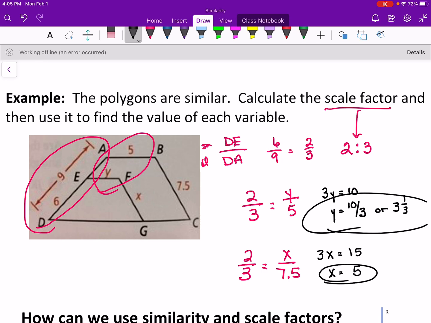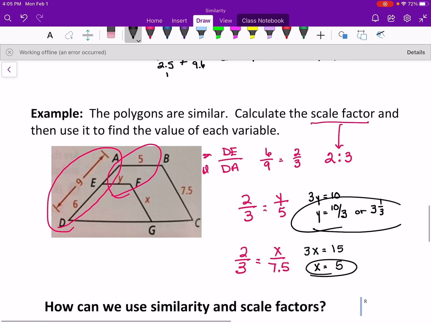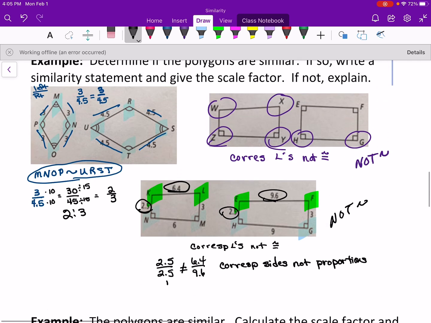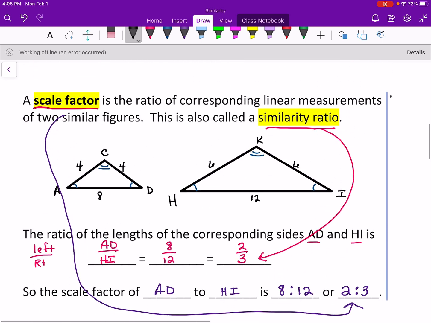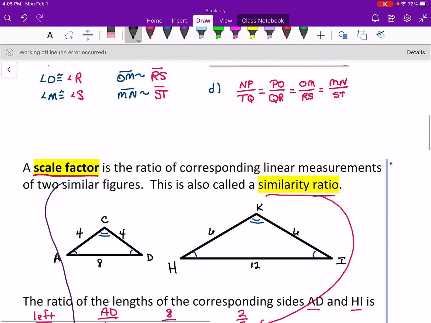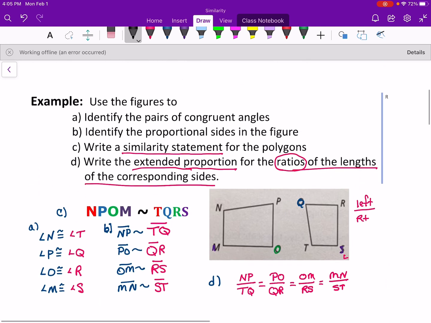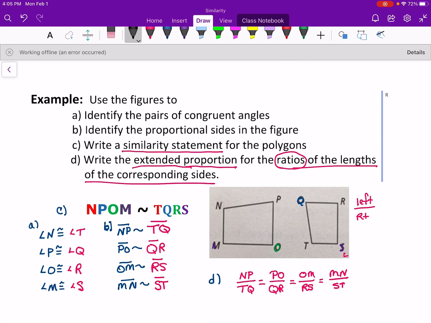You'll see on the worksheet that we have you practicing all of these different ideas: finding missing values, deciding if polygons are similar, pairing up corresponding sides to write the similarity ratios, and then pairing up the angles and proportional sides and writing those ratios and the similarity statements.